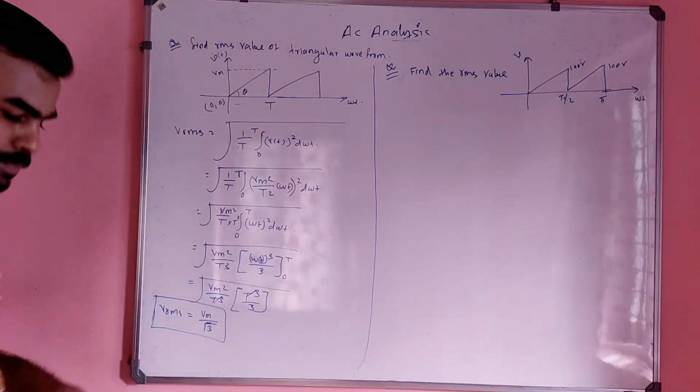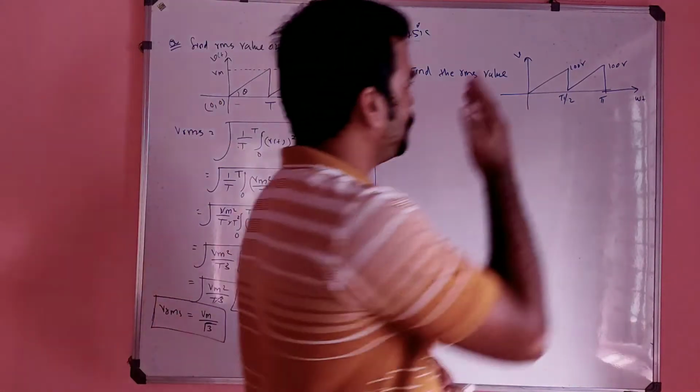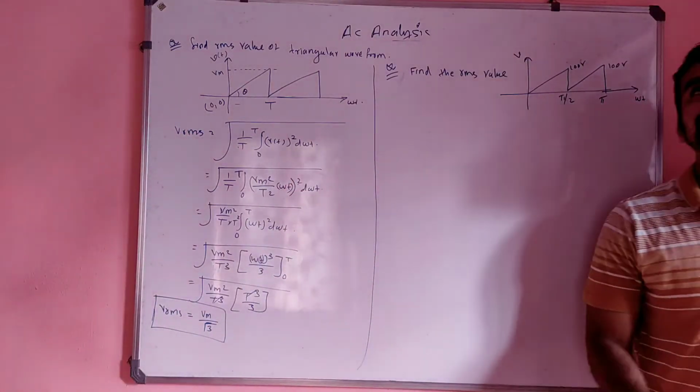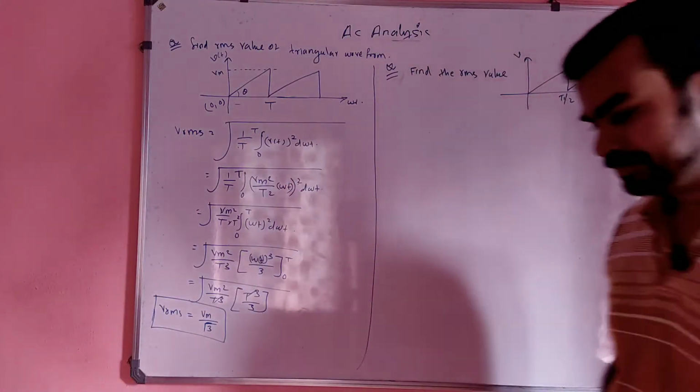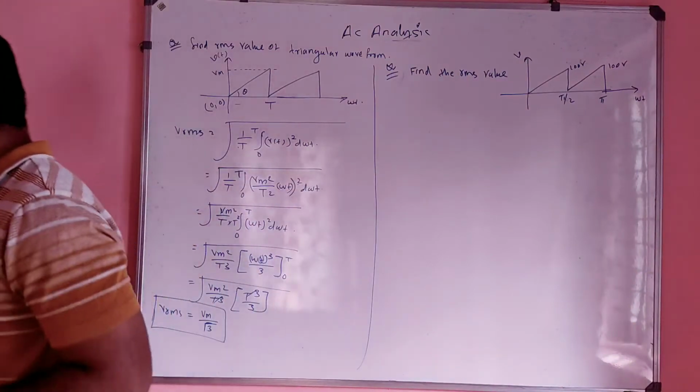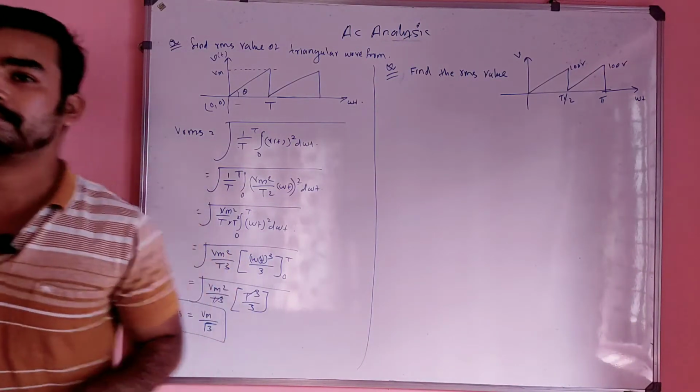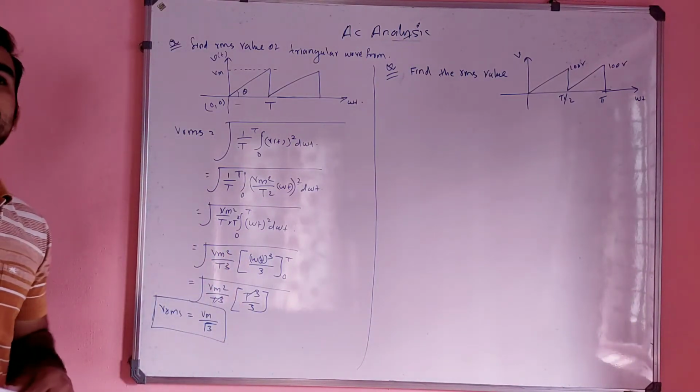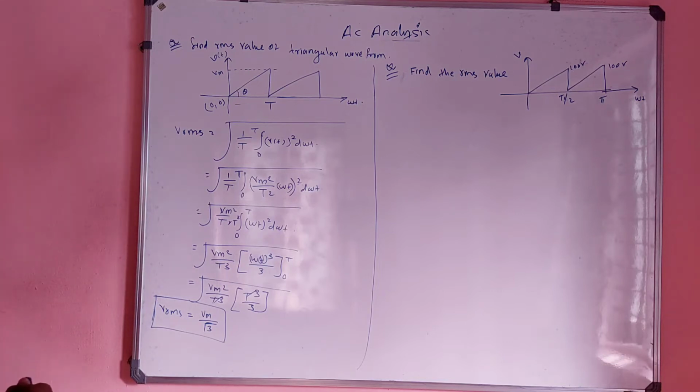How can we find the RMS value of such a question? Can you do this?